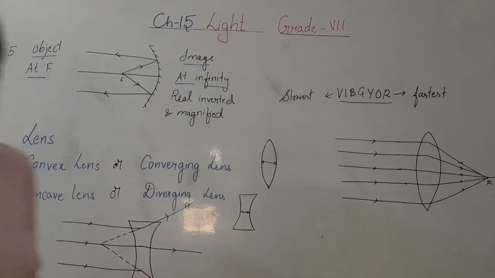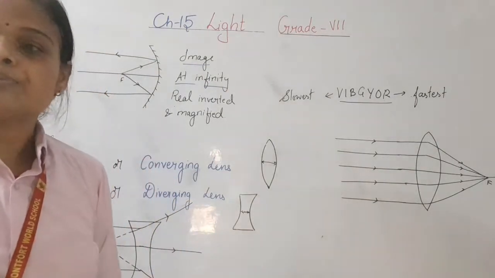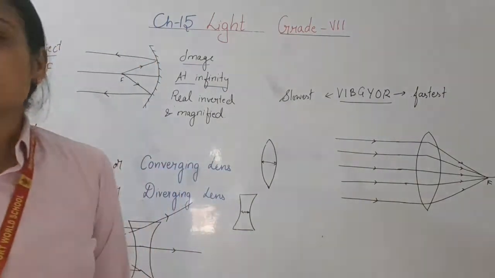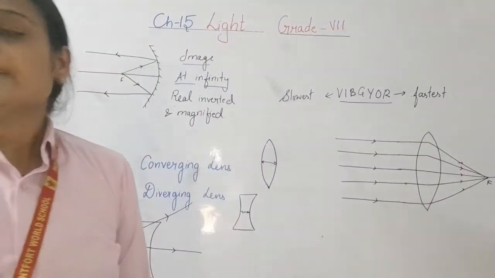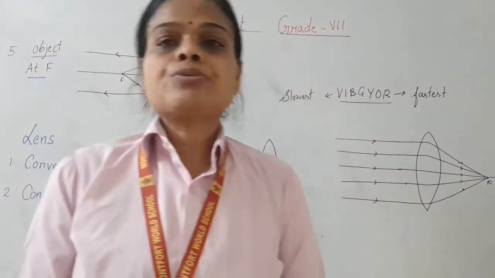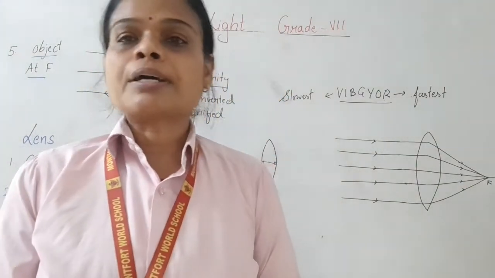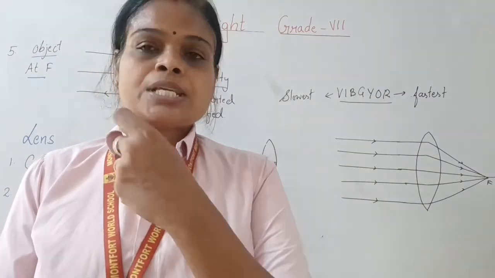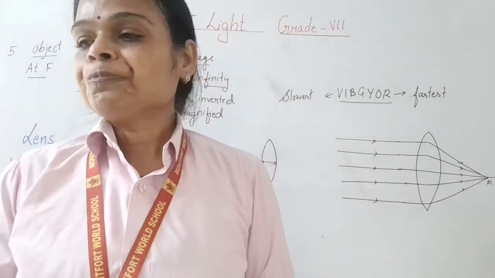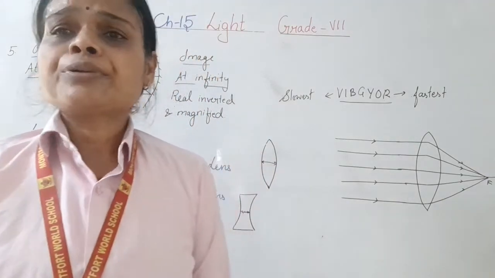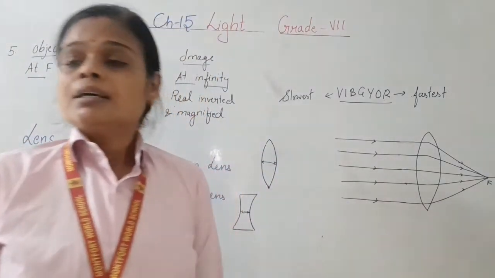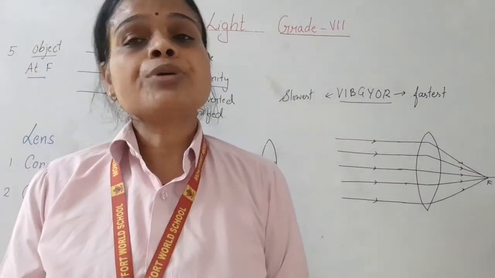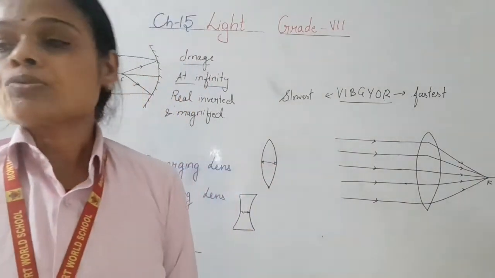Now, the uses of concave mirrors. Concave mirrors are used as reflectors in the headlights of cars and torches. They are used by dentists to see tooth decay. Concave mirrors are used as radiators in solar heating devices.